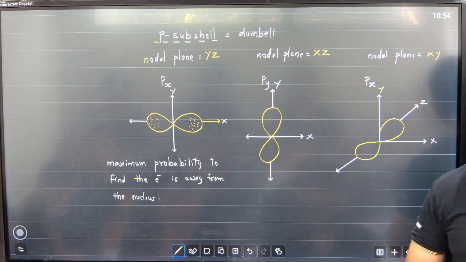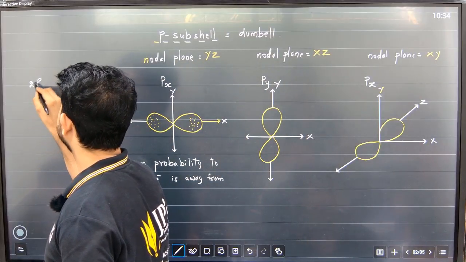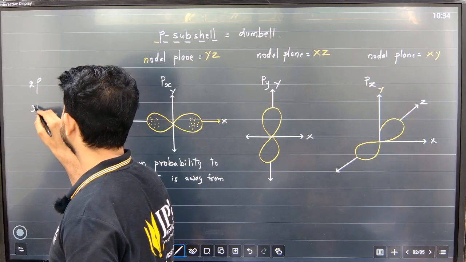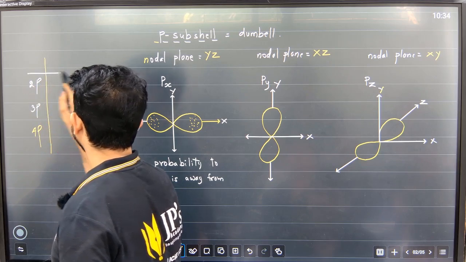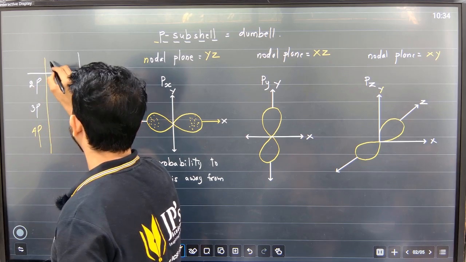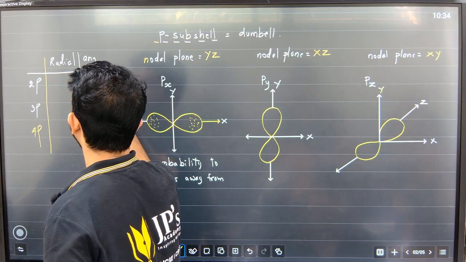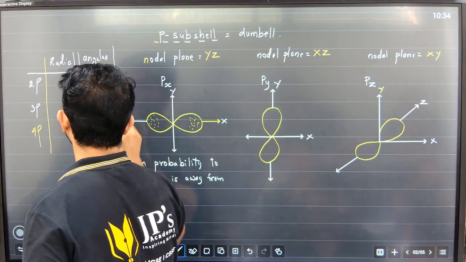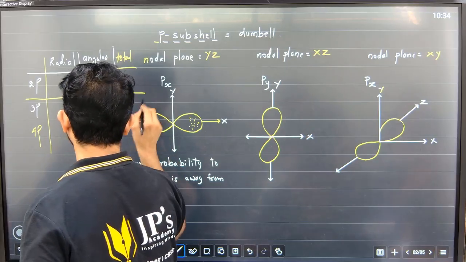Other formulas remain the same. For example, I have 2p, 3p and 4p. Give me the number of radial nodes. Give me the number of angular nodes. And give me the number of total nodes.